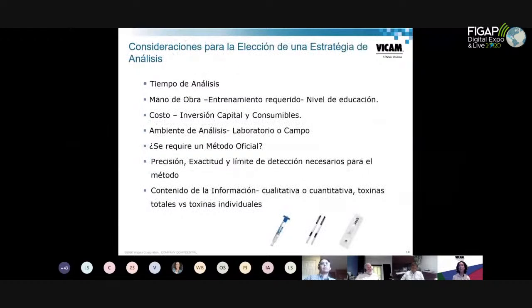So different where you're testing it and what the reasons you're going to be testing it is going to require a different testing strategy.